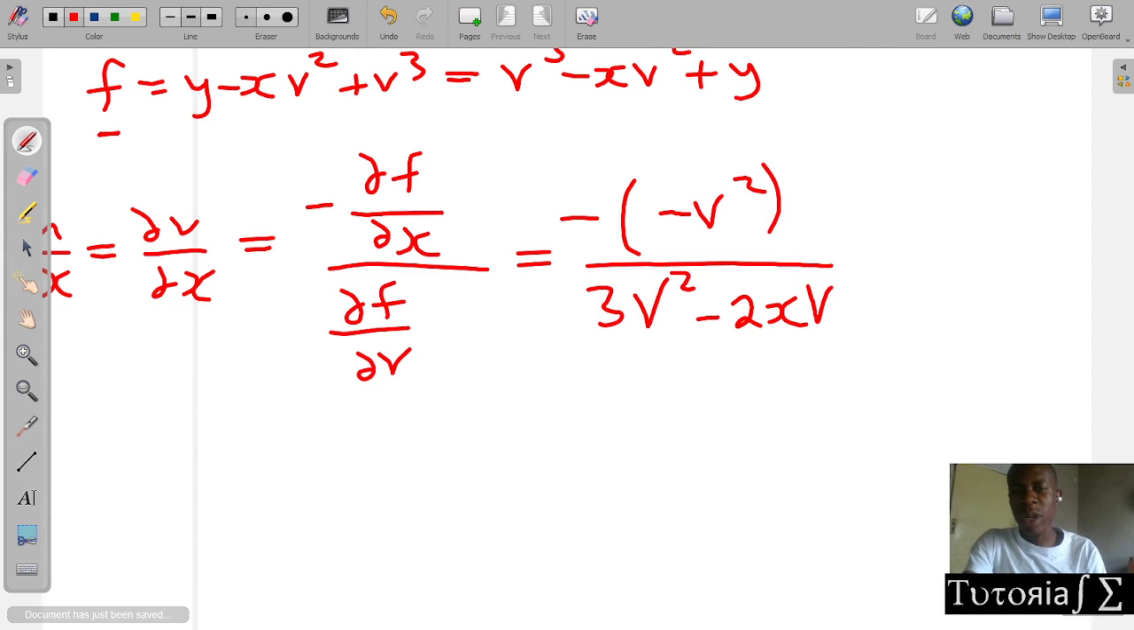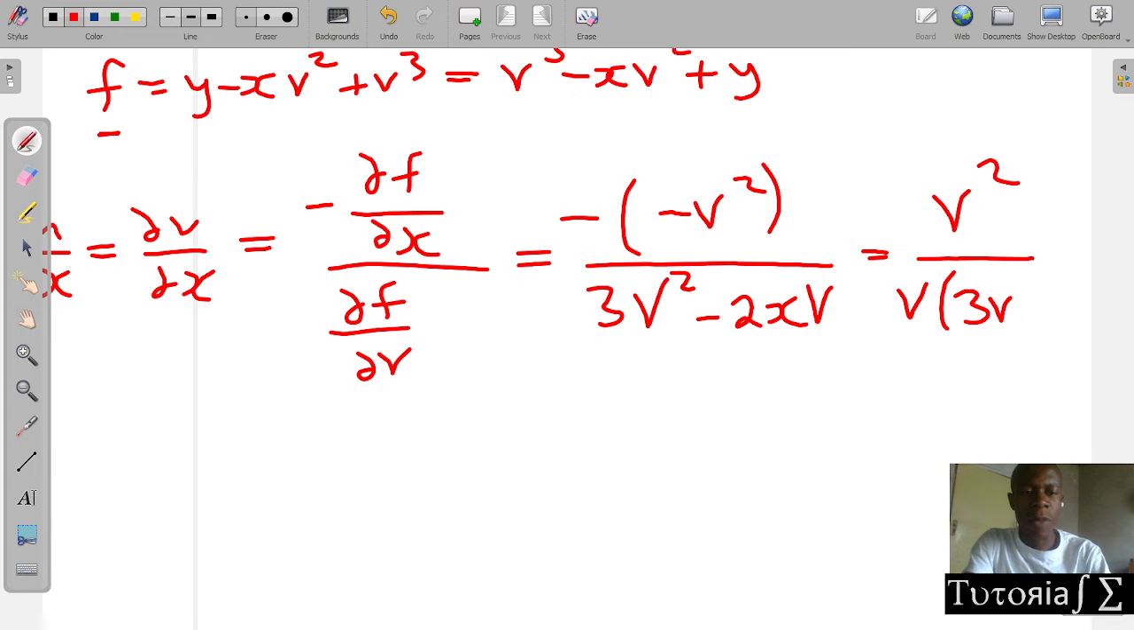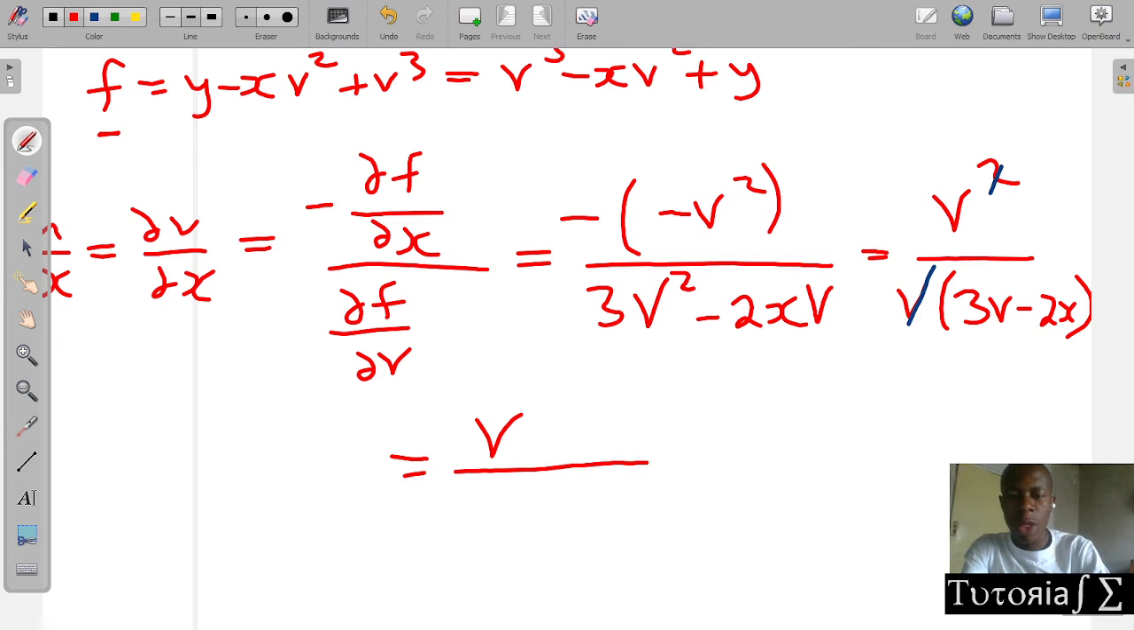All right, so from here, what we can do is simplify. As you can see, we have a v here and a v there, so we can factor that out. So on top, we're going to have v squared. Then at the bottom, we factor out the v. We're going to remain with 3v minus 2x, like that. Then we can cancel out the v there and one of the v on top there, leaving our equation to be v all over 3v minus 2x.